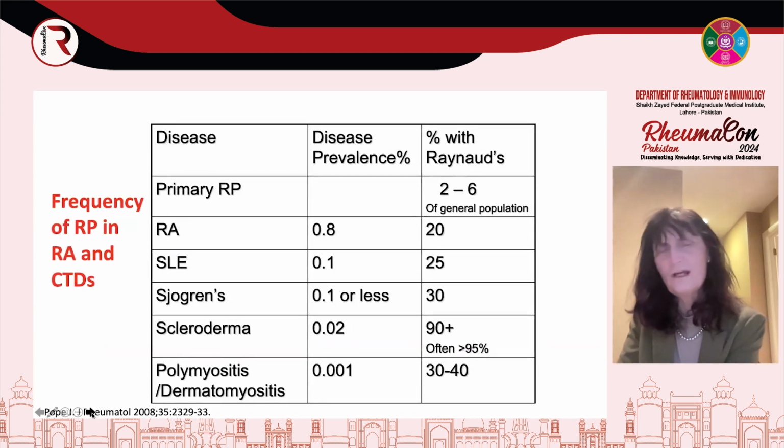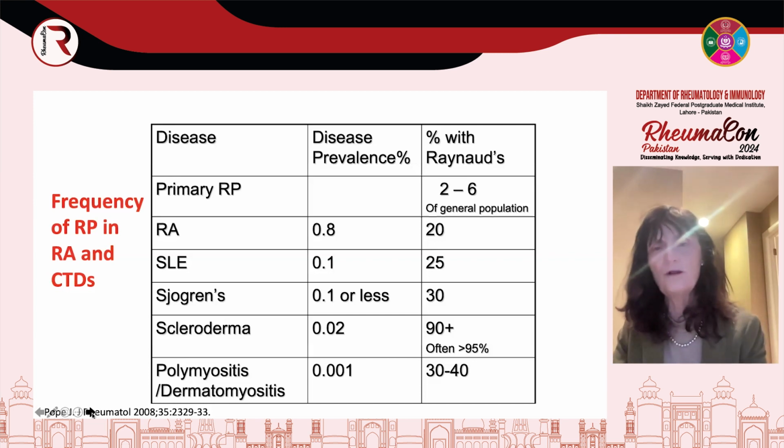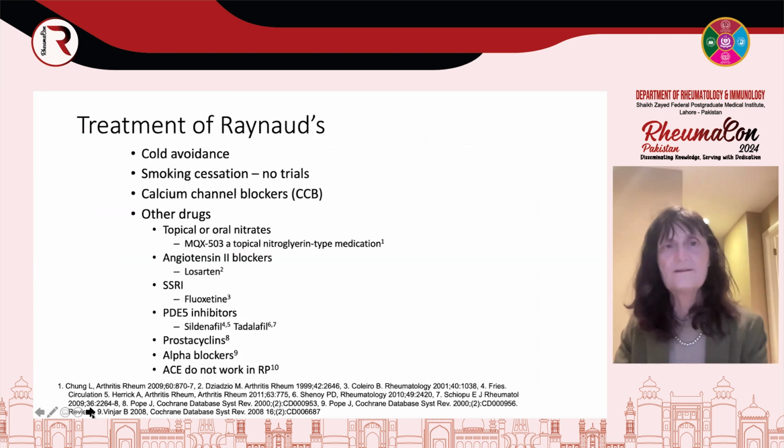Primary Raynaud's, about 2 to 6% of the population, depending on the studies you read. And Raynaud's is about 1 in 5 patients with rheumatoid arthritis, but we don't always ask. In systemic lupus, it's about 1 in 4 patients. Sjogren's, 1 in 3 patients. Systemic sclerosis, almost everyone will have Raynaud's. And inflammatory myositis, at least 1 in 3 will have Raynaud's, especially polymyositis. So how do we treat Raynaud's?